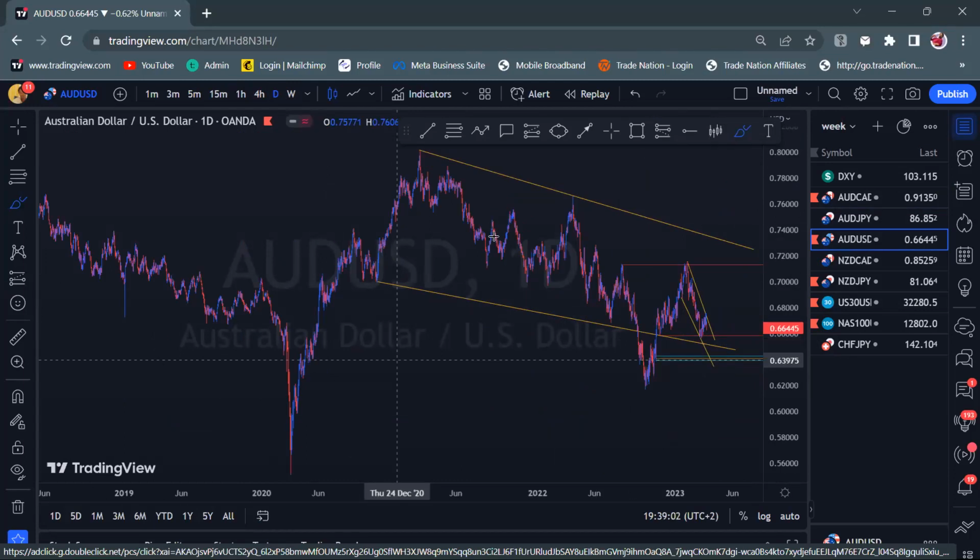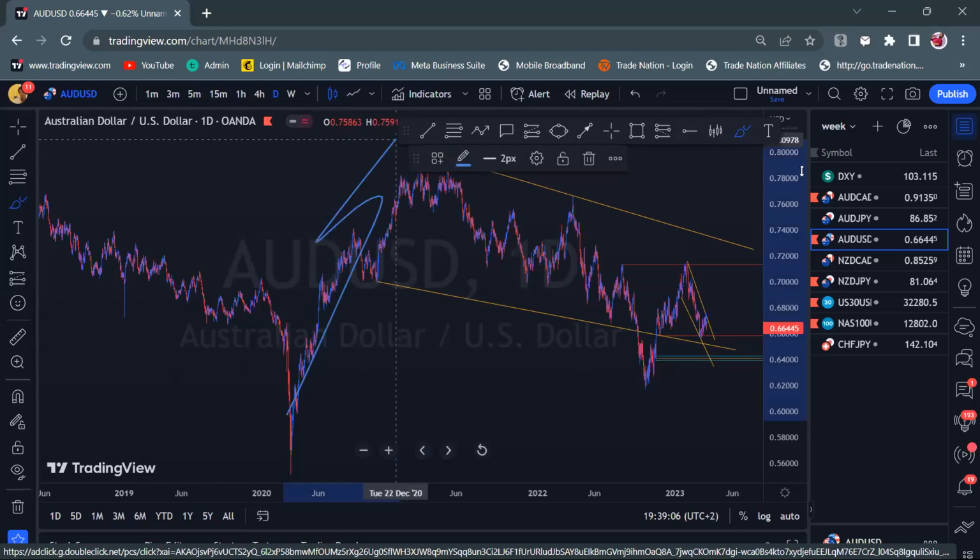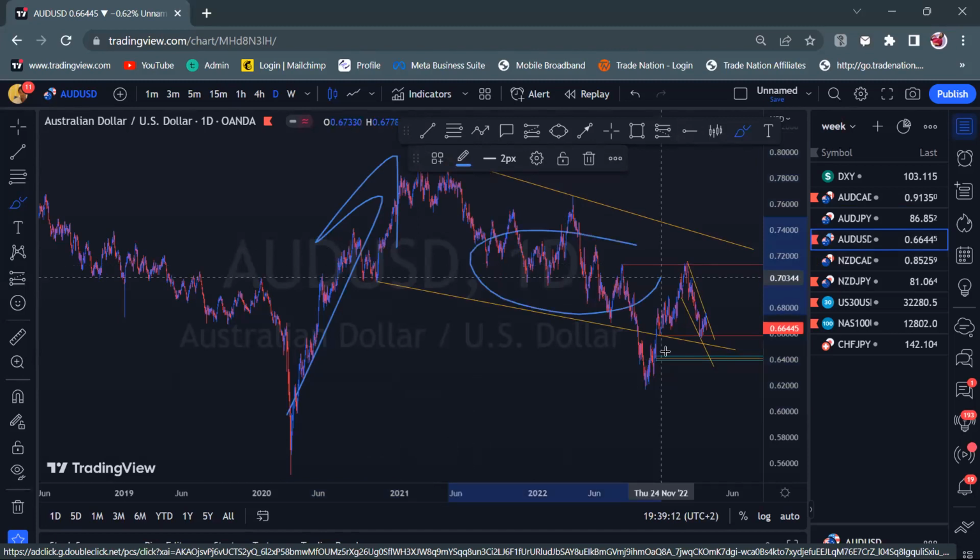AU pretty much hasn't changed from last week, so let me not waste a lot of time on AU. AU looks very similar to AUDCAD in a higher time frame sense, where we've got momentum, we've got a corrective structure, and we've got what we're assuming is a manipulation outside of this corrective structure. And obviously we can see price action has broken back into the corrective structure.